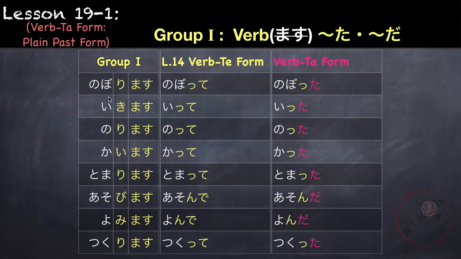For example, noborimasu is nobotta. Ikimasu is itta. Norimasu is notta. Kaimasu is katta. Tomarimasu is tomatta. Asobimasu is asonda. So here, de becomes da. Yomimasu becomes yonda. Tsukurimasu becomes tsukutta.